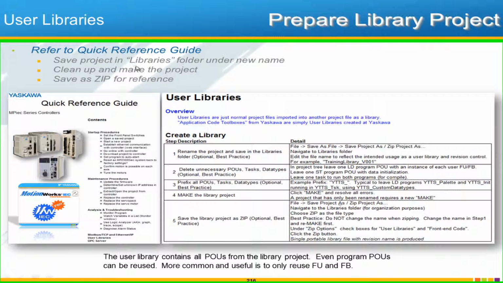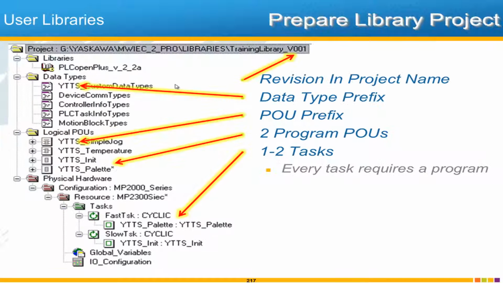The first step would be to save it in the libraries folder and give it a library-sounding type of name. The second step would be to clean up and remake the project with that new name. And then finally, save your project as a zip. It creates a ZWT file, which is a single file portable project that can be easily stored on a network drive or shared with others. And then you have a reference place to go back in case you unintentionally make any changes to the unzipped version.